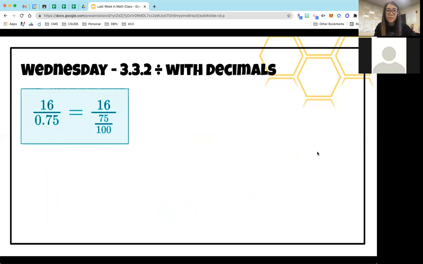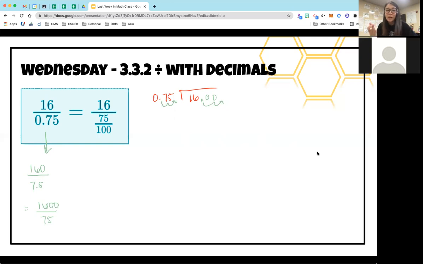On Wednesday, we did division with decimals, right? So looking at this one, the whole purpose of this is we reviewed that when we do 16 divided by 7/500, the method of dividing is you move the decimal over so you can get the whole number. Whatever you do on the outside, you have to do on the inside too. And then what we wanted to teach students is that 16 over 7/500 is the same thing as 160 over 7.5. All I did was move the decimal for both of them, which is also the same thing as 1600 divided by 75, right?